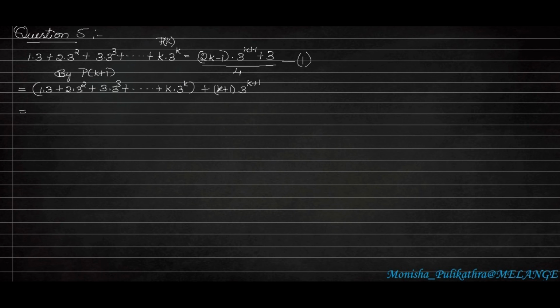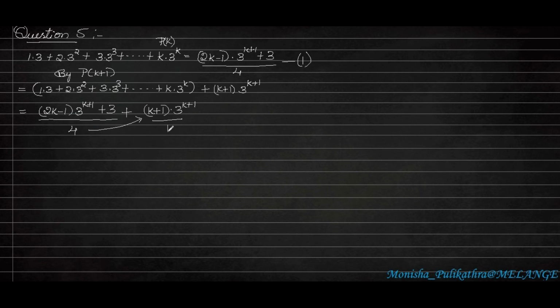So k, and after k comes k plus 1, then k plus 2. This is the sequence of consecutive numbers. Since I have arranged it up to k into 3 to the power of k, from equation 1, 1 into 3 up to k into 3 to the power of k is equal to this equation. So instead of writing this whole series, we can write the solution of equation 1: 2k minus 1, 3 to the power of k plus 1, plus 3, whole divided by 4, plus, and we continue with k plus 1 into 3 to the power of k plus 1.